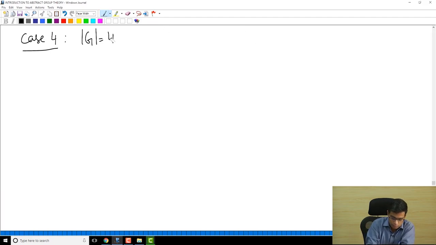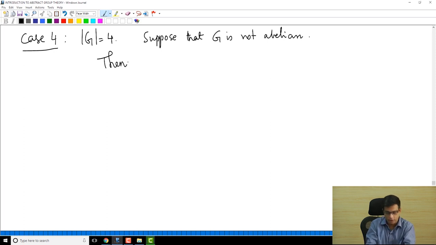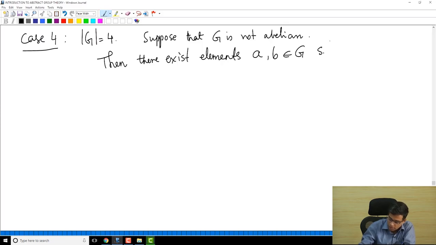Suppose G is not abelian. Then, by the point that I mentioned at the beginning of the solution, there exist a, b in G such that ab is not equal to ba. This is the definition of G not being abelian. But G has only 4 elements, that is what we are going to invoke.